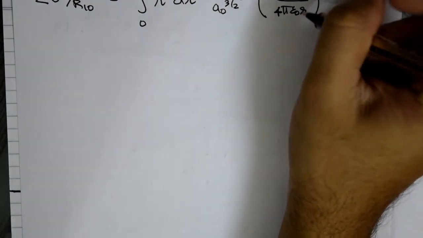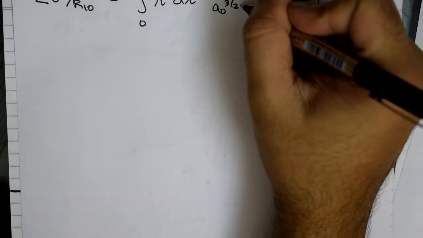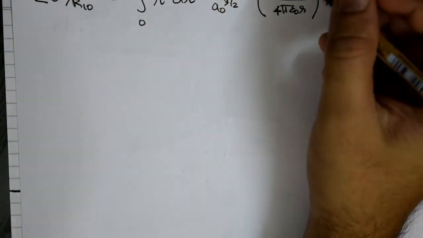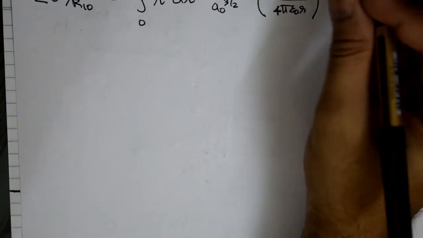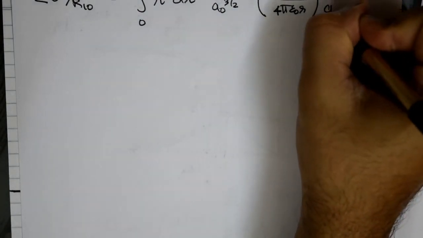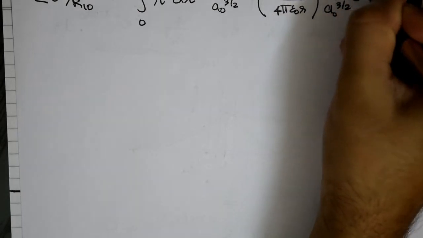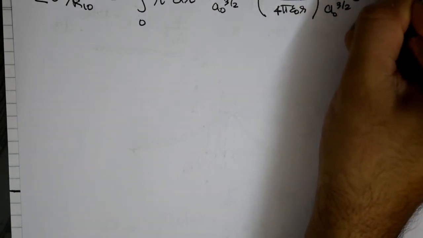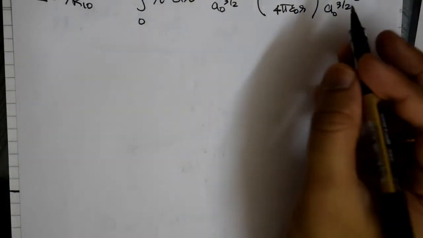Remember, this e square is the charge of the electron while this e is the exponent. So this might be a little confusing. I'm sorry about it. But anyways, this is what we end up following: a naught power 3 by 2 e power minus r by a naught. Okay, so this is how you should write it.